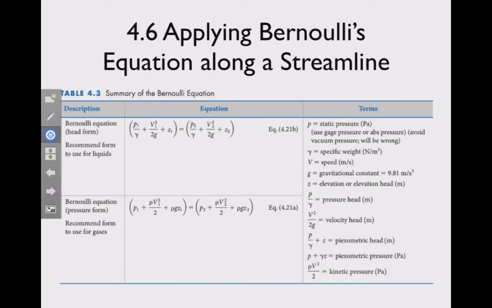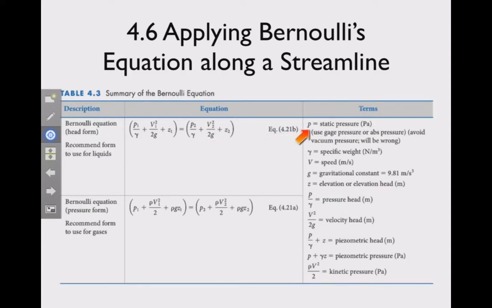So we can summarize these equations in table 4.3. We've got the Bernoulli equation in head form here at two locations along a streamline. We can see that now we have ones on all these terms, because this is the equation at point 1 and point 2 along the streamline.